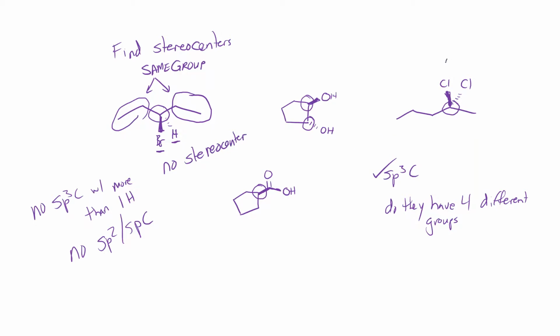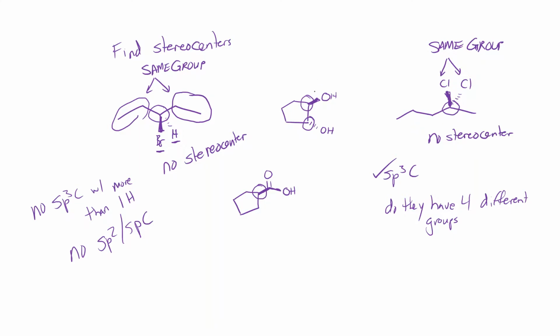Same thing over here. Obviously we have a chlorine and another chlorine. These are the same group, and so there is no stereocenter in this molecule. The other 3 that we've circled are all stereocenters.